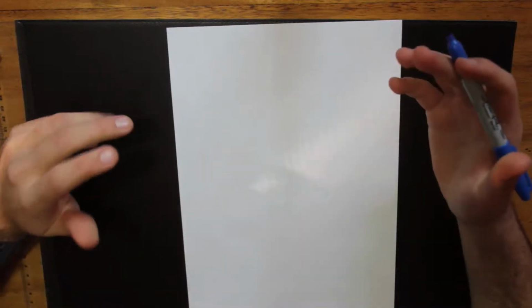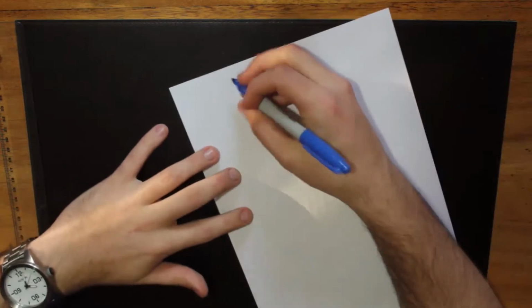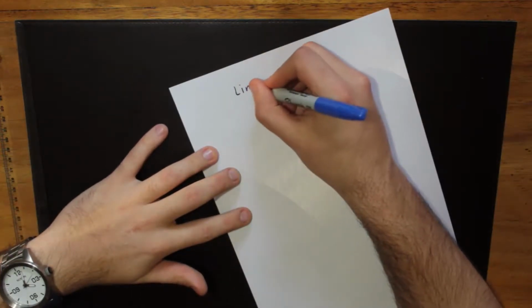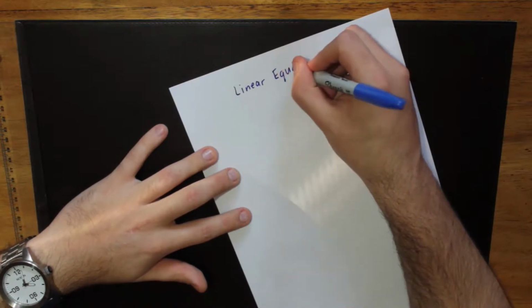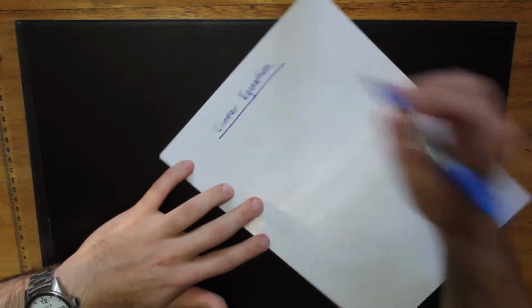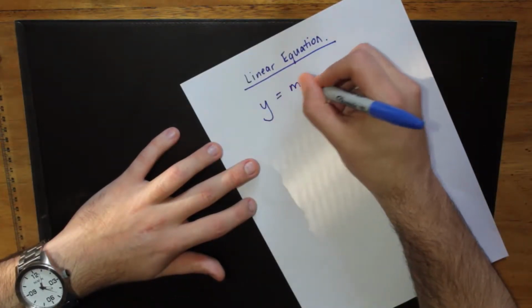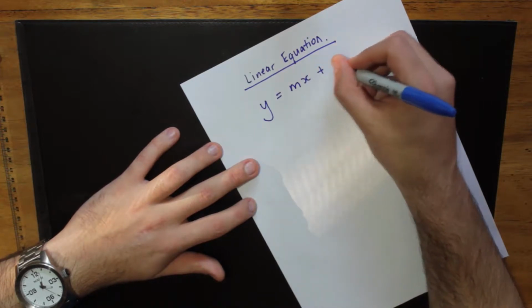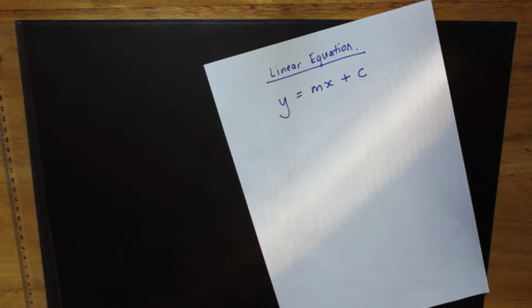Now we've been talking about these linear patterns and drawing these lines, and now we've got to think, how can we represent these in a more meaningful way? To do this, we use a thing called the linear equation. Now our linear equation is y equals mx plus c.